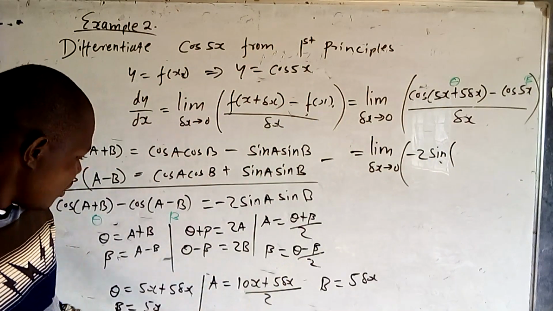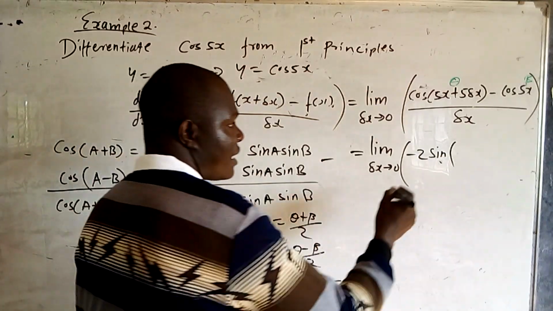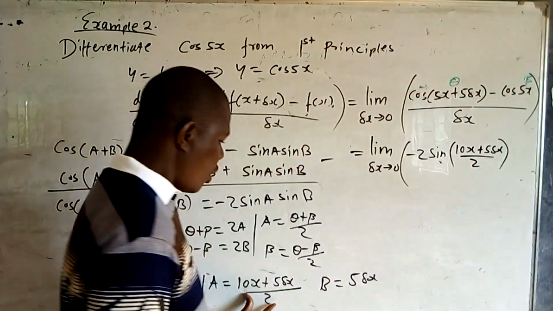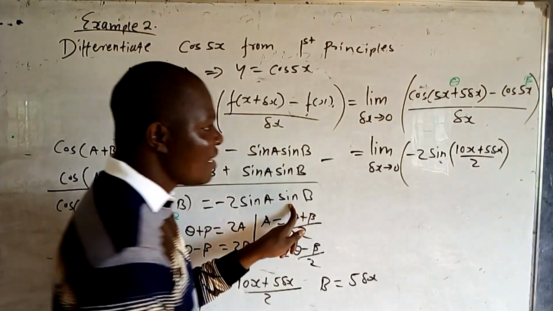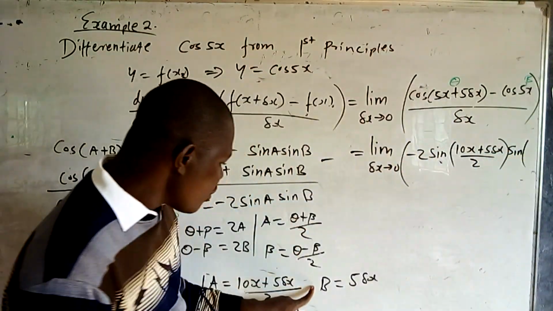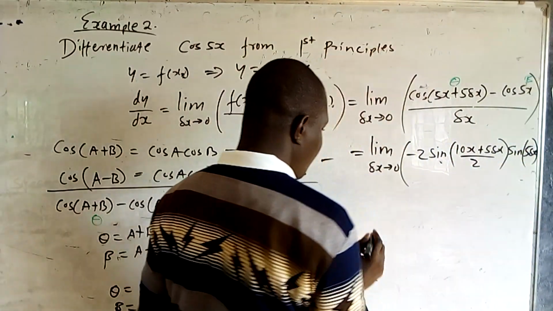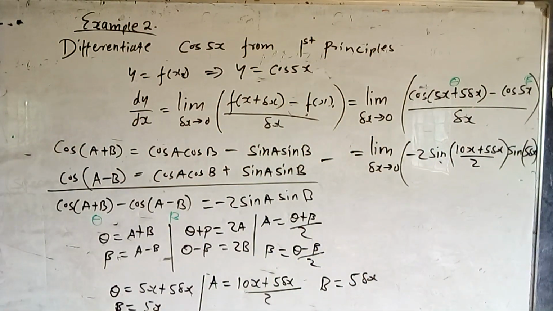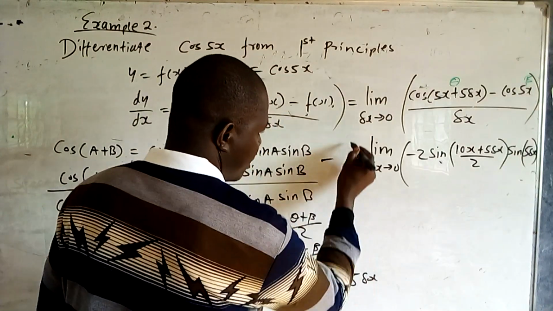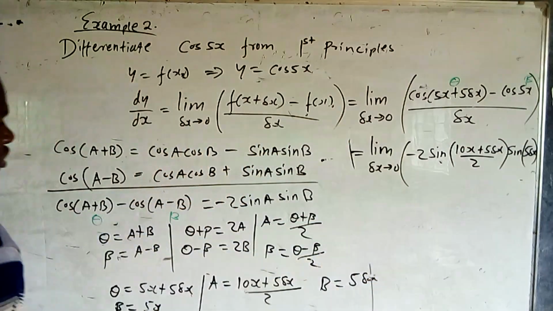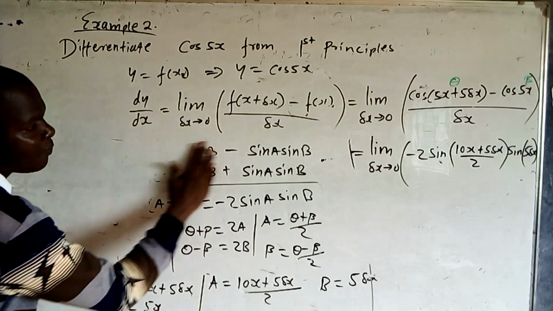But what is A? A you found to be 10x plus 5 change in x over 2, isn't it? Then sine B, and B you found to be 5 change in x. So from there now, you start substituting. What do you get? This one we dealt with, we can now just rub them.